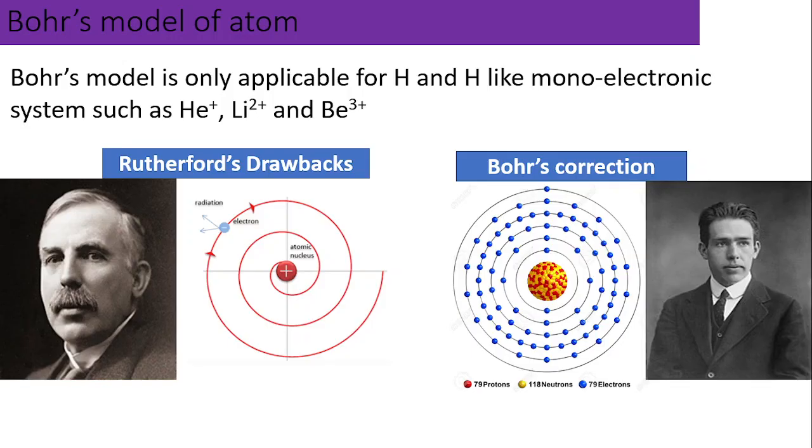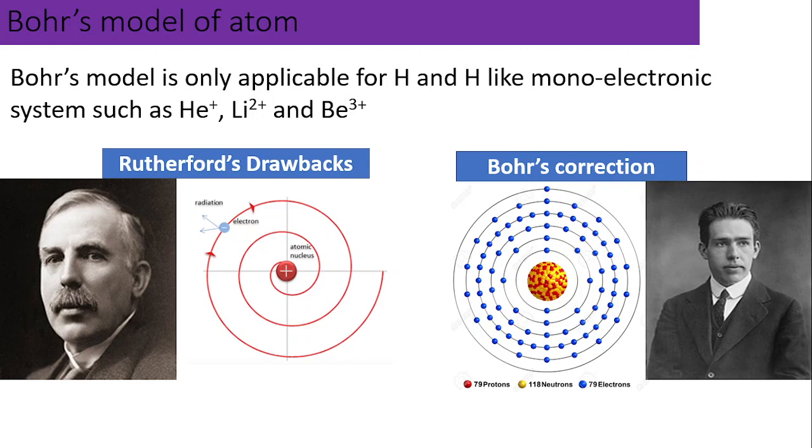In the very first class of this chapter, we discussed Rutherford's model of atom, and we also discussed the drawbacks of the Rutherford model. That is the reason because of which this model got rejected. Now, after failure of Rutherford model, another scientist, his name was Niels Bohr, corrected Rutherford's model and proposed a new atomic model.